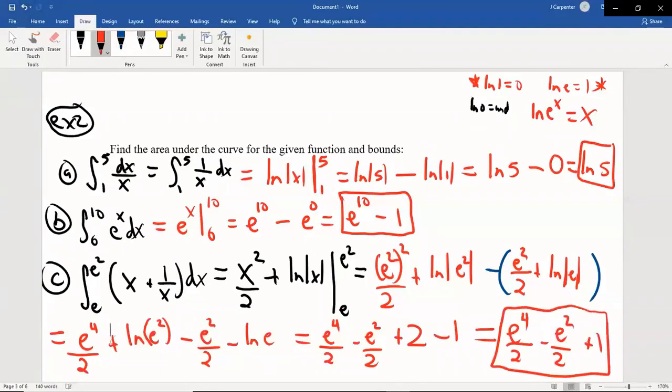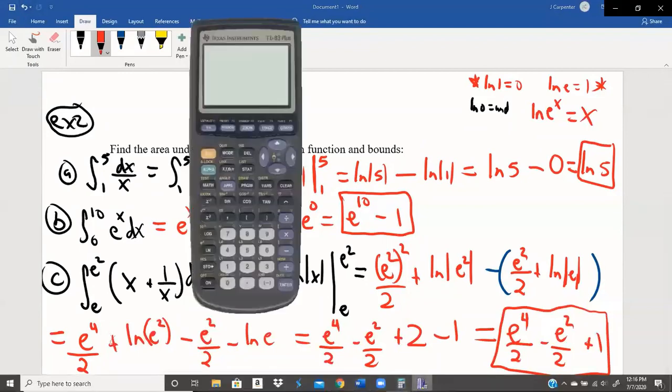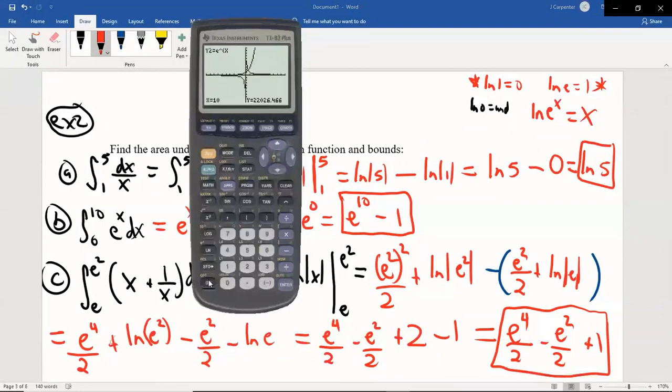That is the exact answer. It's not a pretty answer, but exact answers don't have to be pretty. If you wanted to know approximately what it was, or if it was an application and you needed to know approximately what it was, you just do e to the 4th, close it, divided by 2, minus e to the 2nd, divided by 2, plus 1. And it's about 24.5.